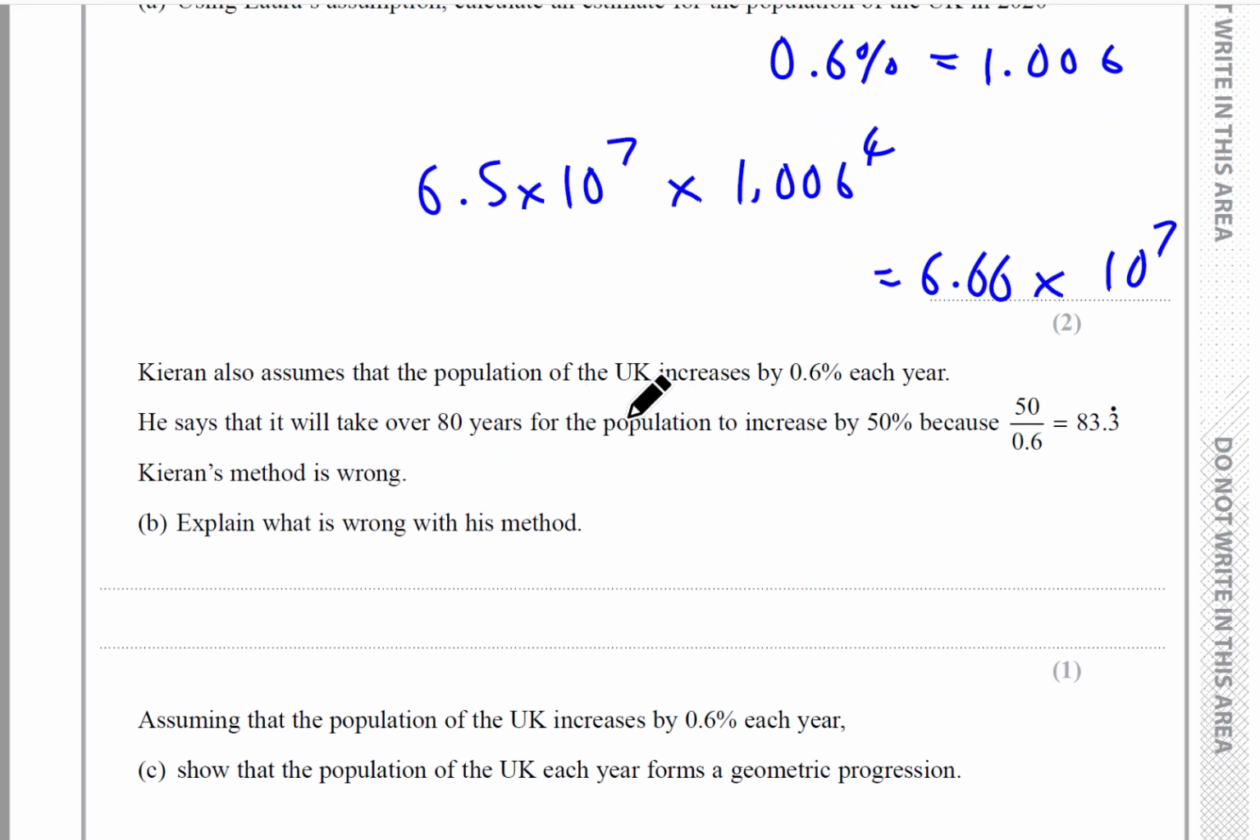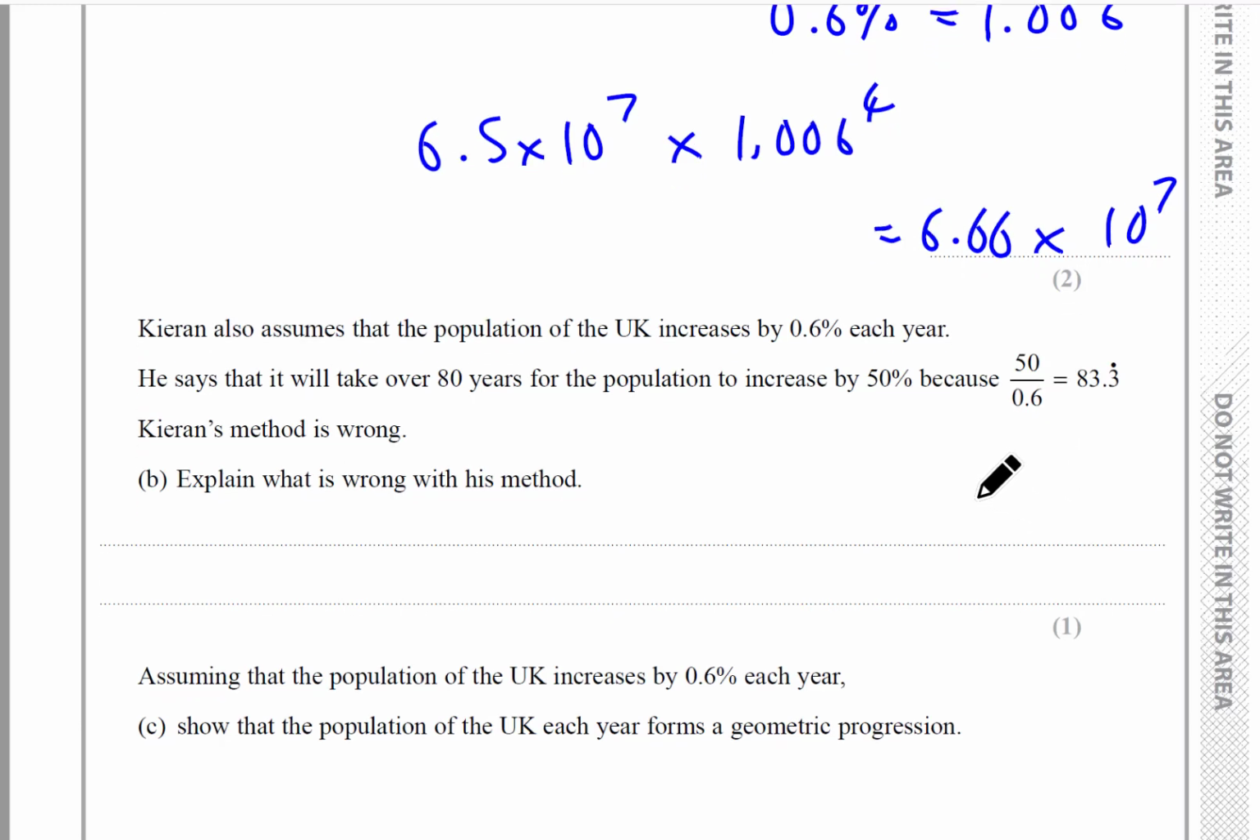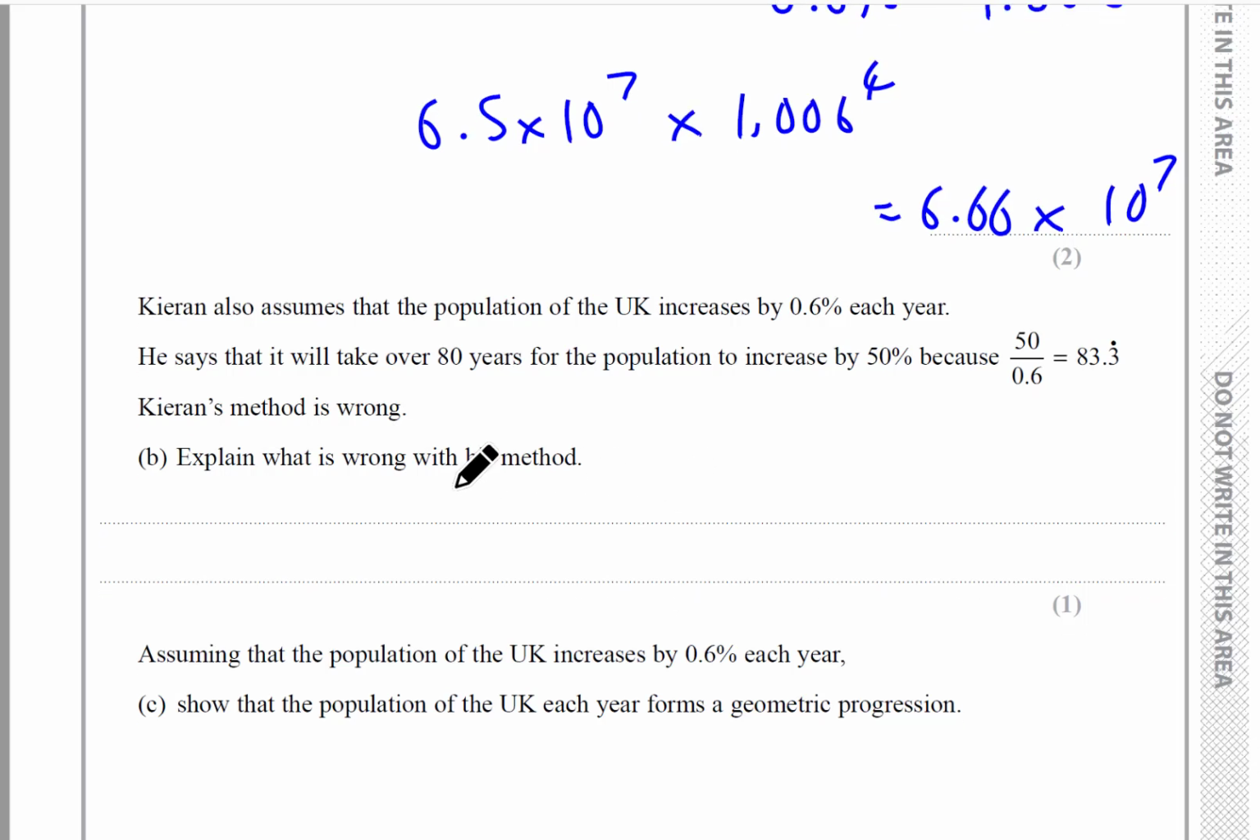Kieran also assumes that the population increases by this much. He says that it will take over 80 years for the population to increase by 50%, because 50 divided by 0.6 equals 83.3. Kieran's method is wrong. Explain what is wrong with this method. Well, you can see this growth is compound, and his method would be just doing simple interest. So you would say his growth is not compound.